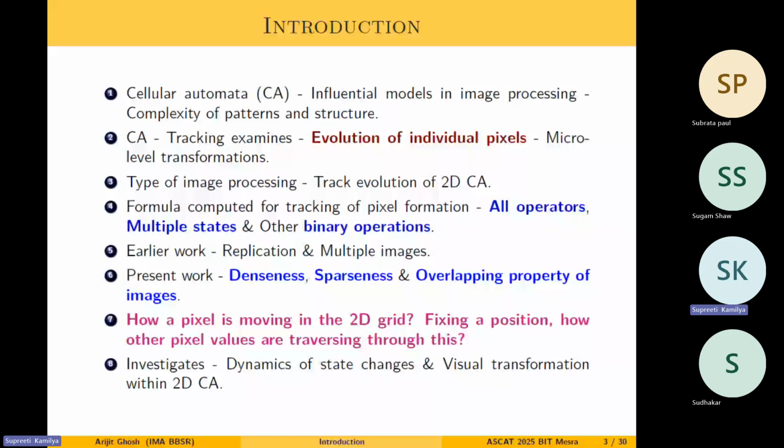What we wanted is how a pixel is moving in the 2D grid, that means the trajectory of a pixel. Also, fixing a position, what all cell values pass through my present pixel. So this paper investigates the dynamics of state changes and visual transformation within two-dimensional cellular automata.